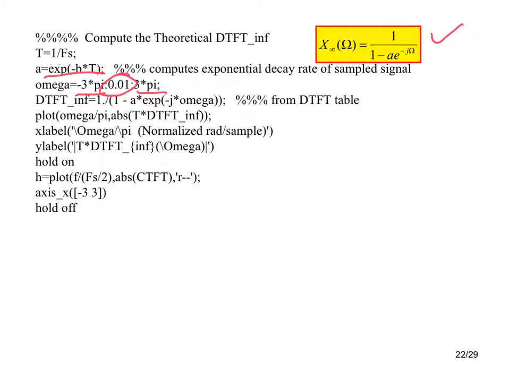I could have made it 0.001, but if I'd made it 0.1, I probably would get a jagged, more jagged looking curve, and I don't want that. I want a nice smooth curve. So I picked a fine enough grid on which to evaluate this function.